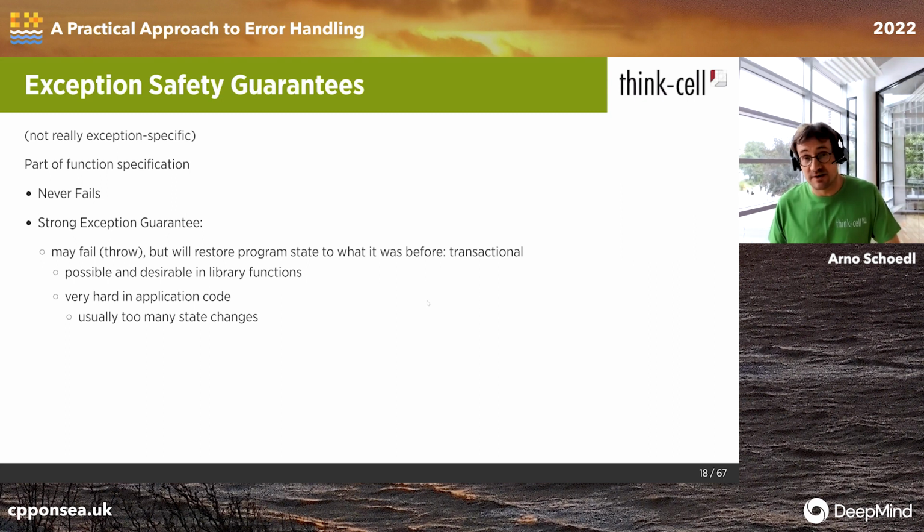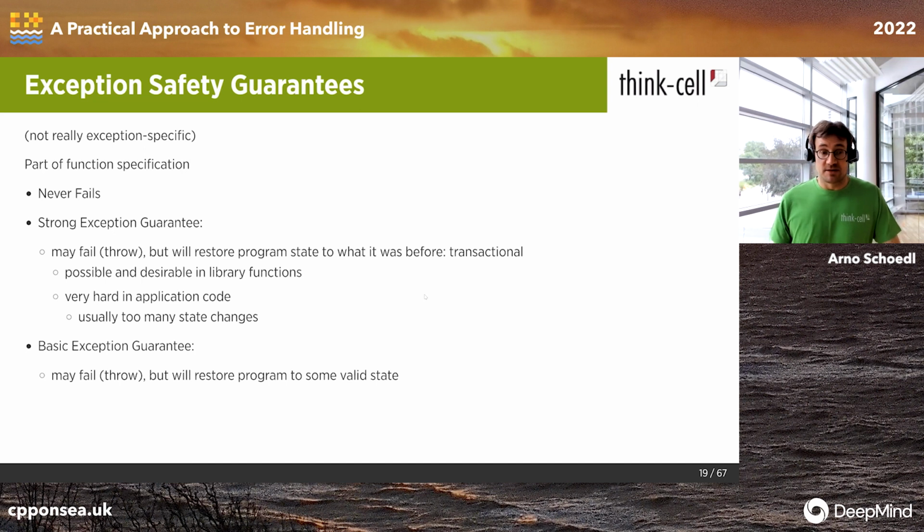In application code, on the other hand, it's very hard because usually applications do many state changes in a sequence, and you would basically have to find a way to batch up all these state changes and then roll them back if any one of these state changes fails. And this would possibly consume a lot of memory, require a lot of code, and just be a very complex endeavor in general. Now, there's something a little bit weaker than that, which is the basic exception guarantee.